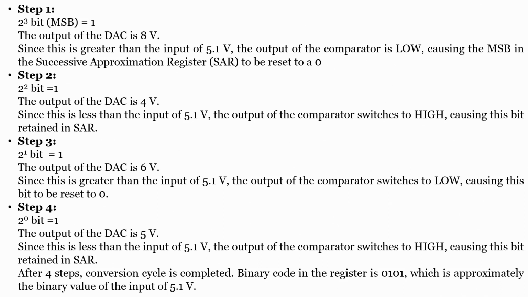Now, step 2 is 2 raised to 2, which is bit 1. So, the output of the DAC is 4 volts, which is less than 5.1 volts. In that case, the comparator switches to high, causing this bit to be retained in the SAR. Similarly, in step 3, if it is 2 raised to 1, then the output of the DAC is 6 volts. Since this is greater than 5 volts, the output of the comparator switches to low. So, it is very easy, right. If it is more or less, that is what we are comparing.